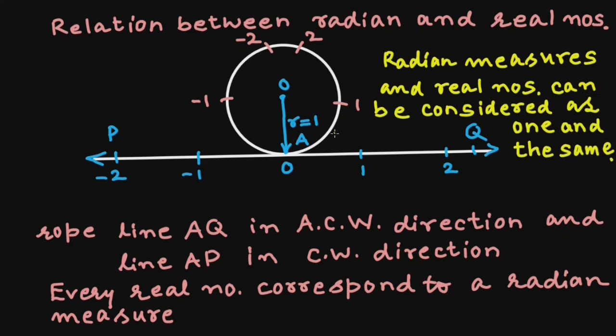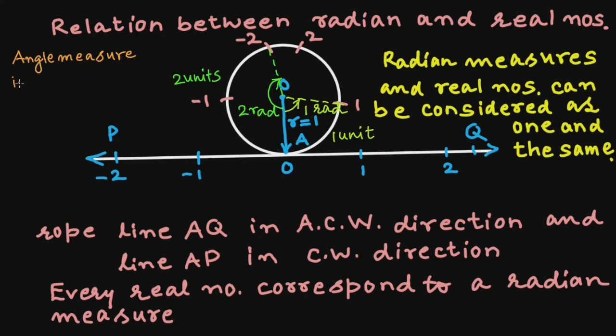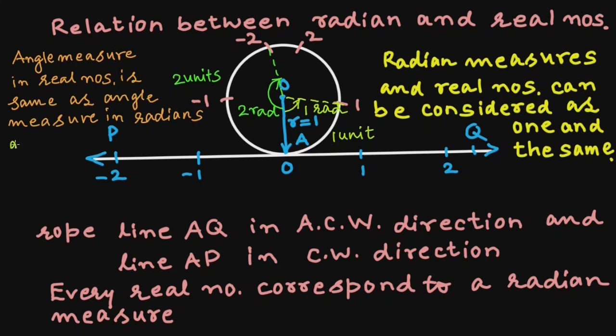An arc length of 1 unit in the anticlockwise direction will represent an angle of 1 radian at the center O. Similarly, an arc length of 2 units in the clockwise direction will represent an angle of 2 radians at the center O. So, in short, angle measure in real numbers is the same as angle measure in radians and vice versa.